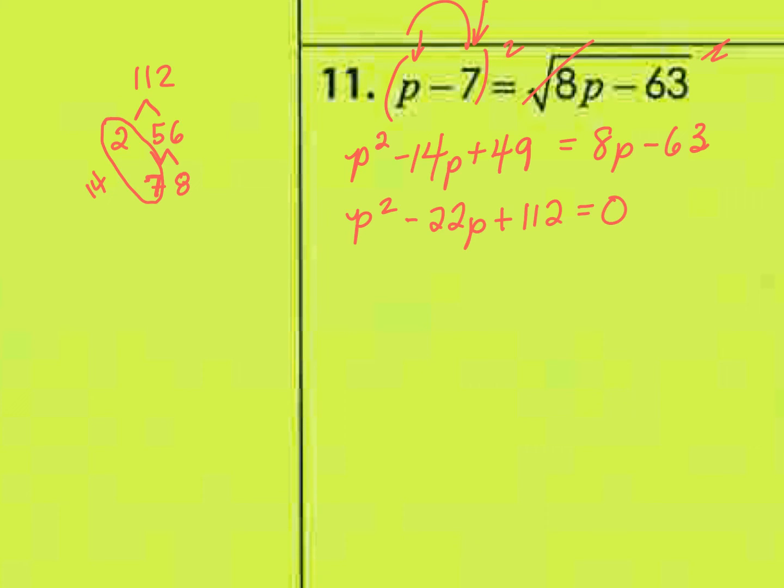How did you get it? You subtract 8. So this is going to be p minus 14 and p minus 8 equals 0. So p is 8 or p is 14. Now you've got to double check them.